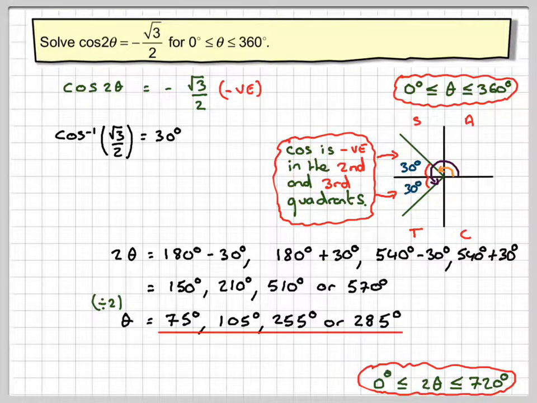285 degrees. So this has been a video to show you how you can deal with a double angle when it's equal to a negative value. I hope you've understood, and I thank you very much for watching.